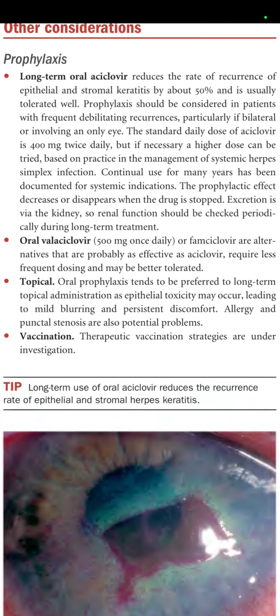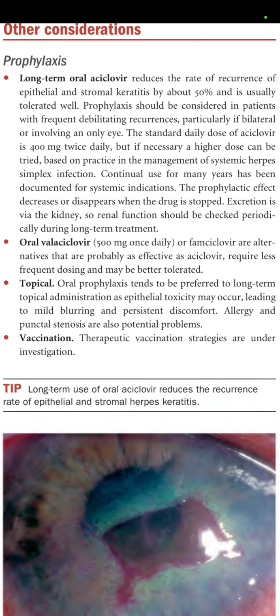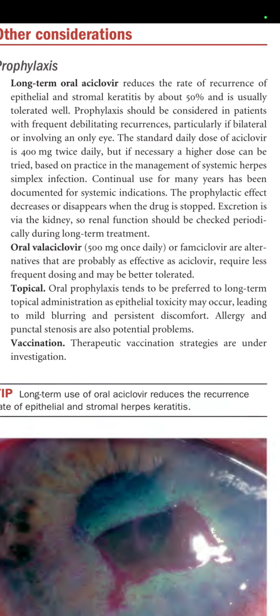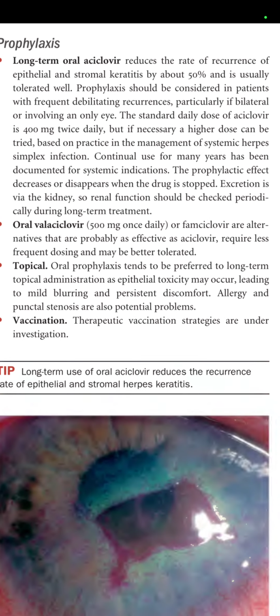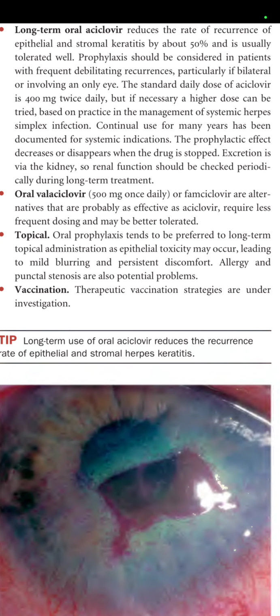So what are other prophylaxis options? Oral valacyclovir 500 mg once daily or famciclovir are alternatives that are probably as effective as acyclovir. They require less frequent dosing and may be better tolerated.